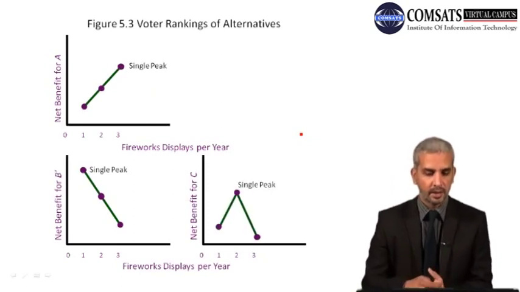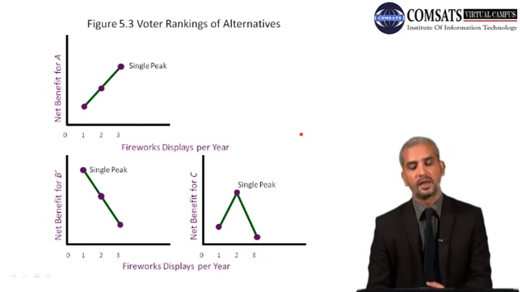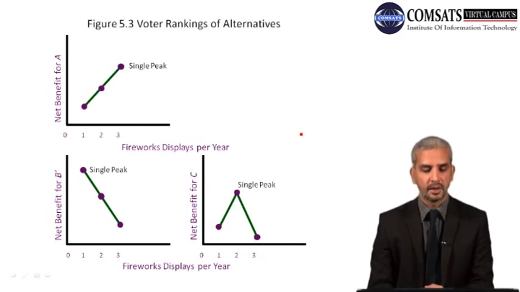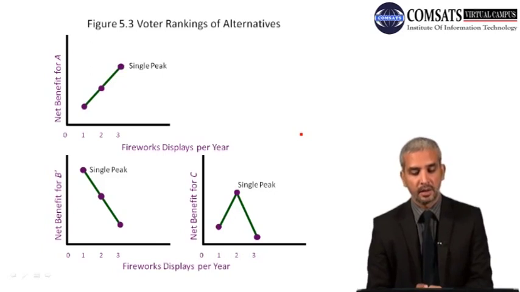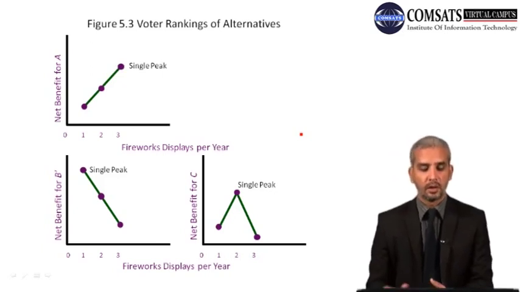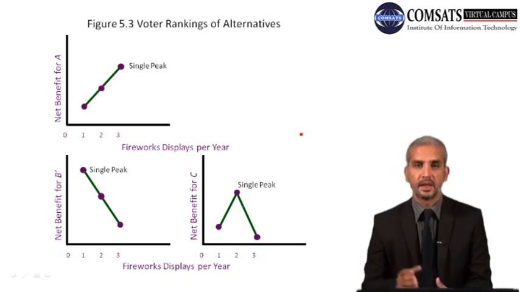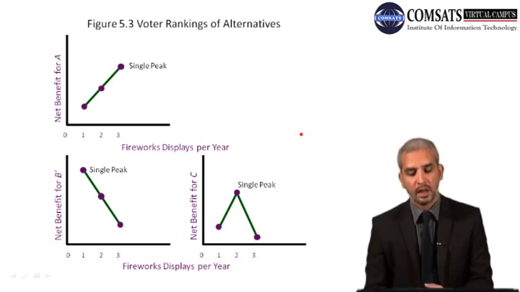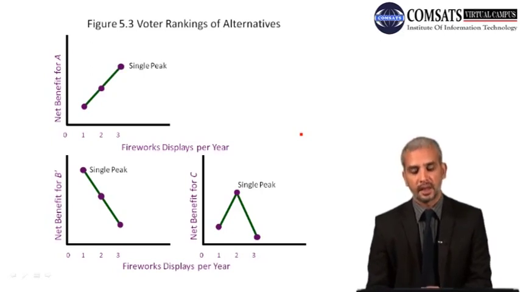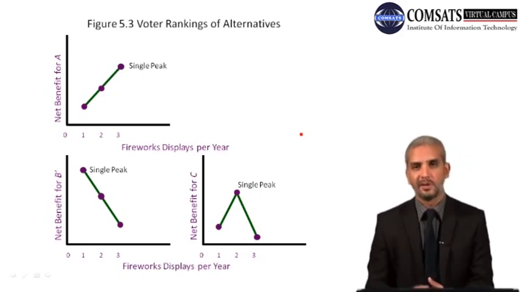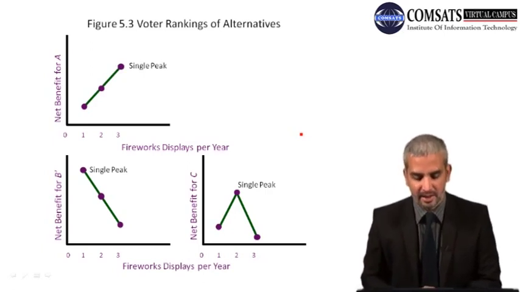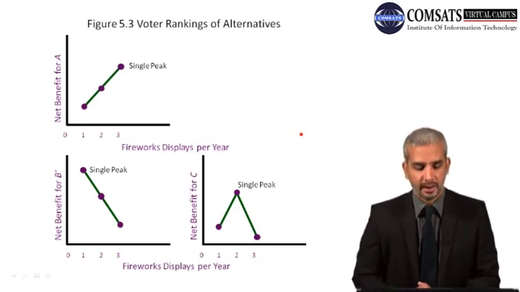You see the graph of net benefit for A is the same. It is upward sloping. His first choice is 3 and his third choice is 1, and it represents a single peak. Now on the bottom right is net benefit for C, which is again a single peak. His first preference is 2 fireworks per year, his second preference is 1 firework per year, and his third preference is 3 fireworks per year. Sorry, not fireworks per week but per year, because per week fireworks would be very, very expensive.